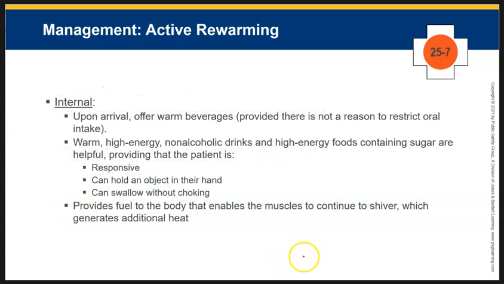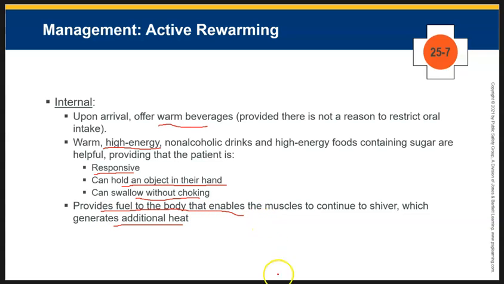Internally, we can also start to warm the patient by offering warm beverages. Make sure that you don't have the potential for an airway problem. Make sure that they're fully responsive and that they don't have diminished motor skills. They're able to hold that in their hand and swallow without choking. These high energy drinks could just be as simple as a cup of cocoa, and that's going to provide not only some of that internal warming, but it's going to eventually give them fuel that will allow them to warm themselves as well.